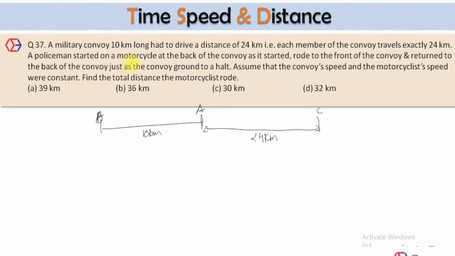A policeman started on a motorcycle at the back of the convoy, rode to the front of the convoy and returned to the back of the convoy just as the convoy ground to halt. Okay, what is the length of the convoy? 10. So the convoy will halt at which point? Let's say this point is D, 10 kilometer. The moment they halt, this will become the end of the convoy and this will become the starting of the convoy, because everybody will have to travel a distance of how much? 24 kilometer. This is 14.